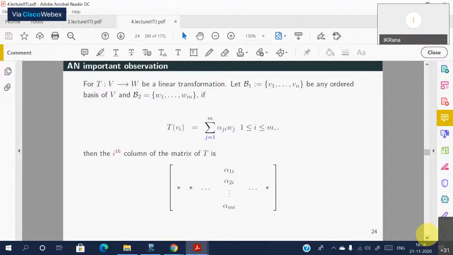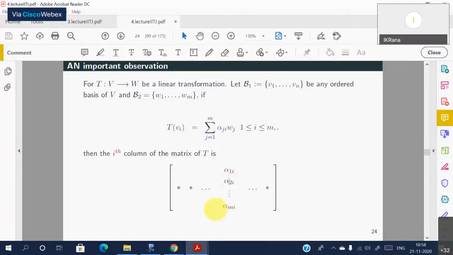Here is one thing, the order which I said I wrote as alpha ji, not alpha ij. T of vi is the sum of alpha ji wj. So what is this? If I take the ith vector in the domain, the ith basis vector, and look at its image, that will be a linear combination of wj's. That will give me the scalars alpha ji. And j is varying, so that is the jth column. Sorry, that is the ith column. j is varying, so it is the ith column.